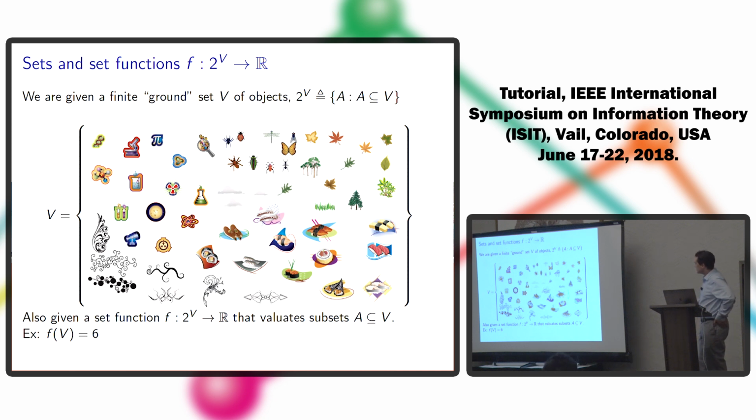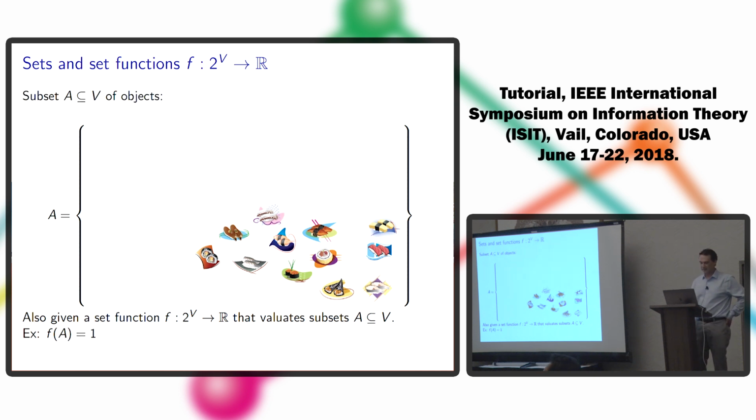Like you have sushi objects and nature objects and insects and scientific instruments and squiggles and maybe some other things. And basically, any subset of the set of objects is such that you can value that set of objects. So like a given set, like if we take A, here's a subset which consists just of the sushi items, a set function would then value that subset.